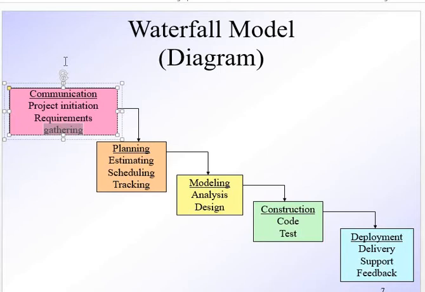Let's say you are doing work in one phase, this is your phase number one, the communication phase. What will be the output of the communication phase? That is your software requirements in the form of a document. That document is called the SRS, the software requirement specification. It is nothing but the deliverable of phase number one.